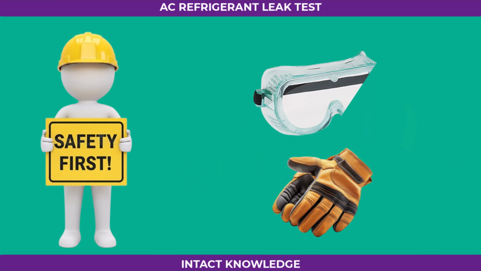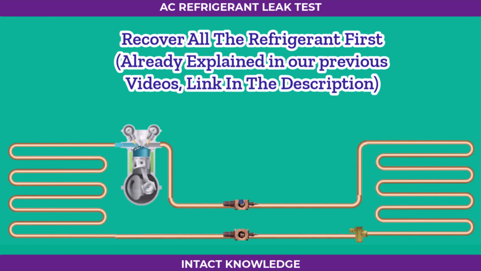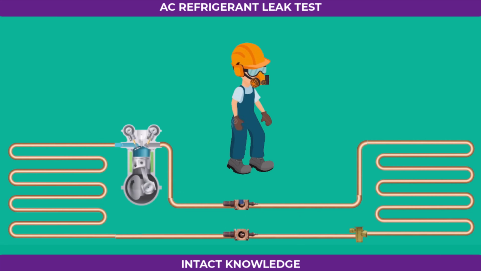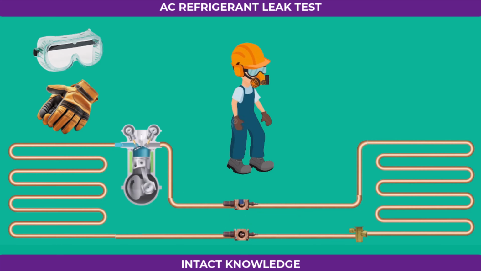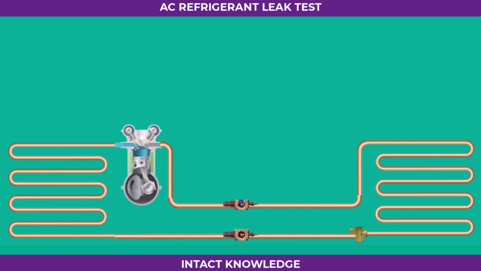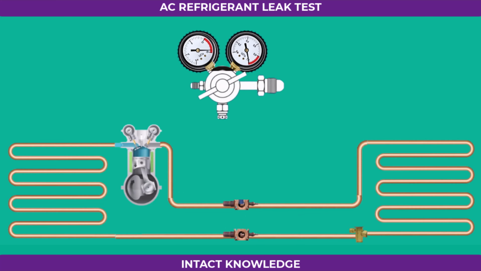Before getting started, always follow proper safety procedures. Begin by recovering all refrigerant from the system with certified recovery equipment. Never release refrigerant into the open air. Make sure to follow your country's environmental laws, such as EPA regulations in the US. Always wear safety glasses and gloves. Keep your nitrogen cylinder secured upright, and use a regulator specifically rated for nitrogen. Do not exceed the system's pressure limits. And once the work is complete, detach the regulator from the cylinder to prevent gas leaks or damage.